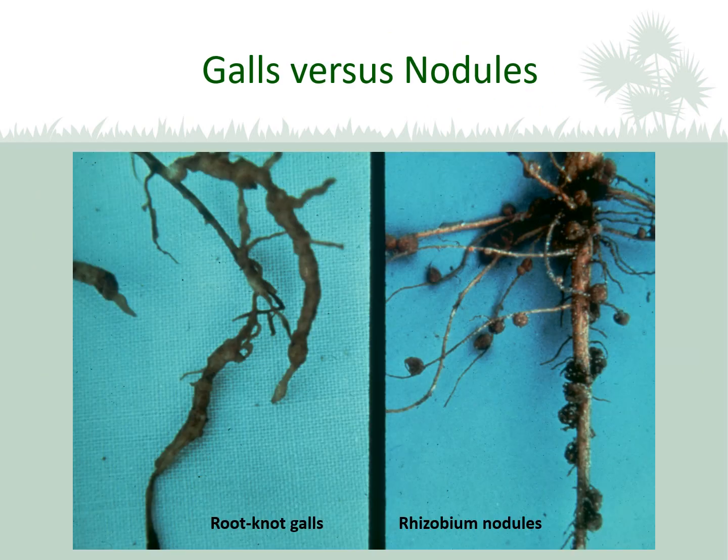Root knot nematode galls may be confused with beneficial nitrogen-fixing rhizobium nodules on legumes. Rhizobium nodules are modified root hairs and therefore can be pulled easily from the main root. Root knot galls are formed from root tissue, so they cannot be pulled off. So rhizobium nodules have a much different appearance than root knot galls.